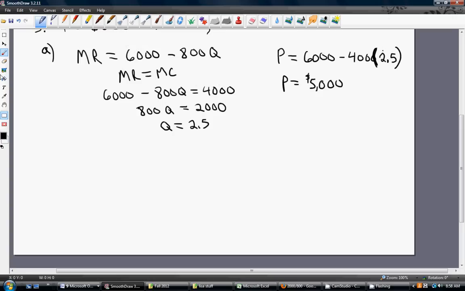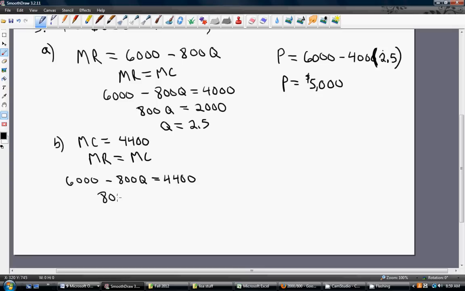Part B is basically the same type of question. The only thing we're doing here is looking at the impact of an increase in marginal cost. And in this problem we're told that marginal costs now equal $4,400. So just redoing what we did in step 1, but this time setting marginal costs equal to 4,400, we're going to get 800Q equals 1,600, or Q equals 2.